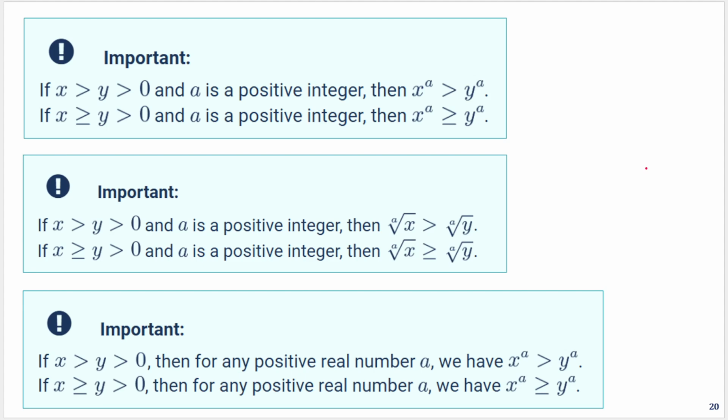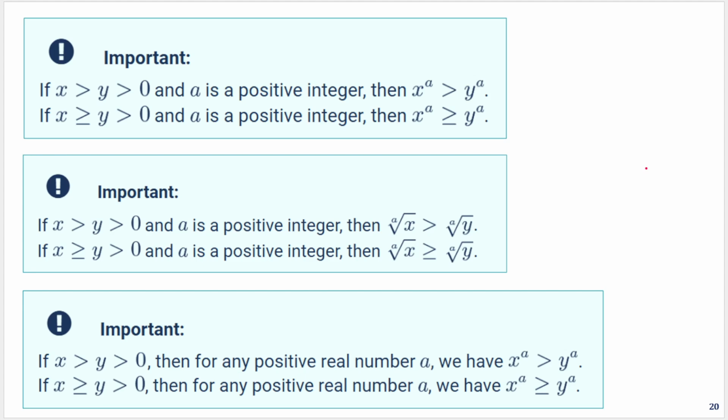Secondly, if x is greater than y and both of them are positive numbers and a is a positive integer, then we have the a-th root of x must be greater than the a-th root of y. Similarly, if x is greater than or equal to y and both of them are positive numbers and a is a positive integer, then we'll have the a-th root of x must be greater than or equal to the a-th root of y. Did you get it? And we have also the third property here.